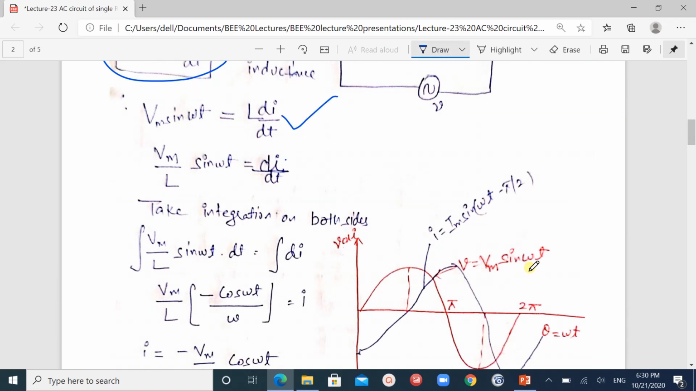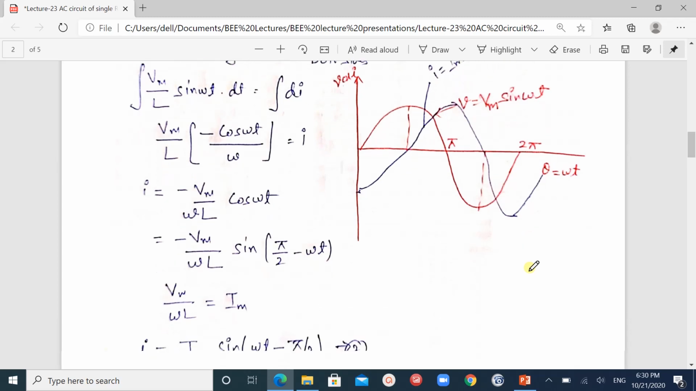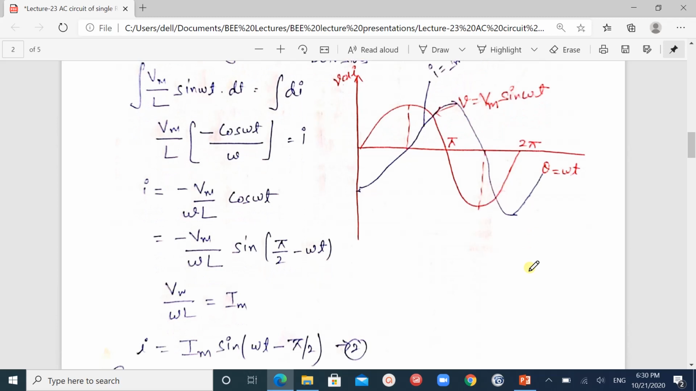Then we take L on this side. It will become Vm upon L sin omega t is equals to di upon dt. We are taking the integration on both the sides. The equation will become this: Vm upon L sin omega t into dt is equals to integration of I di. So when we solve this, it will become Vm upon L into minus cos omega t upon omega is equals to I. I is equals to Vm upon omega L.